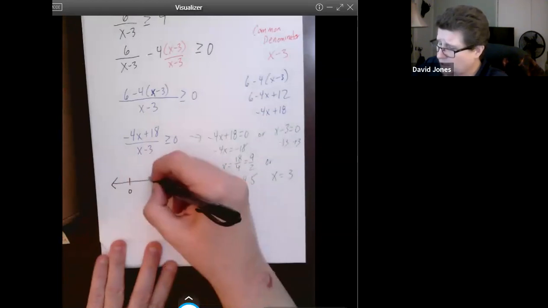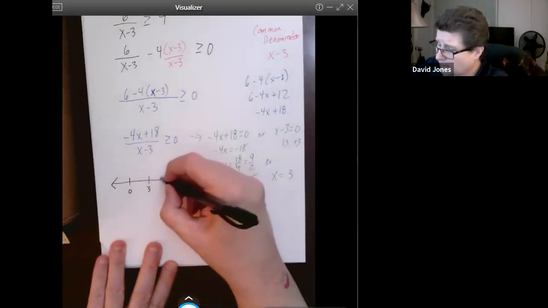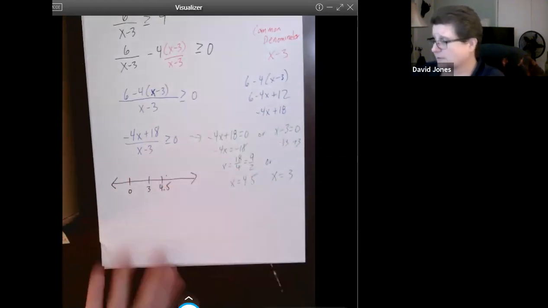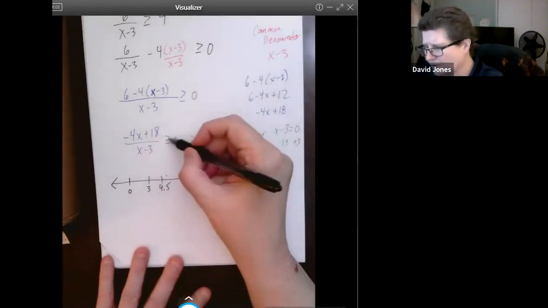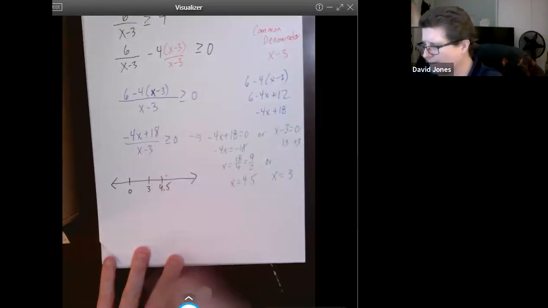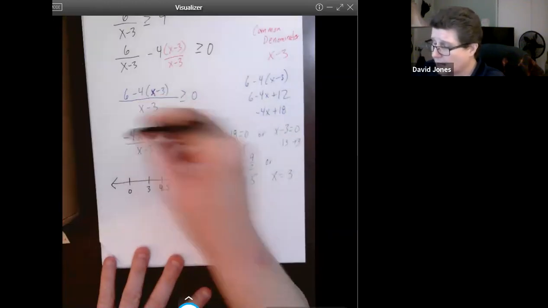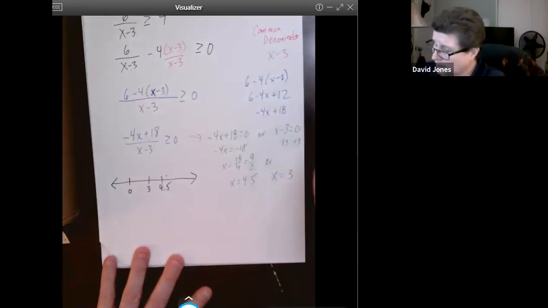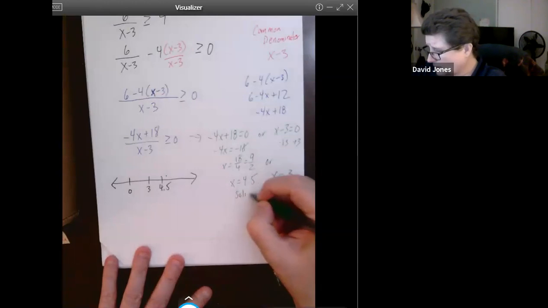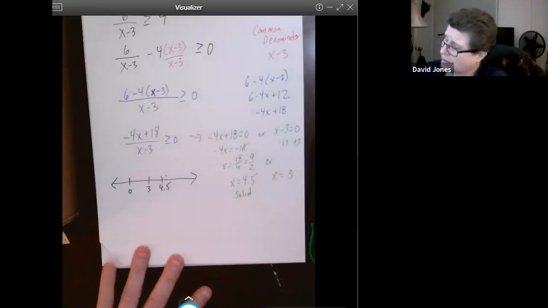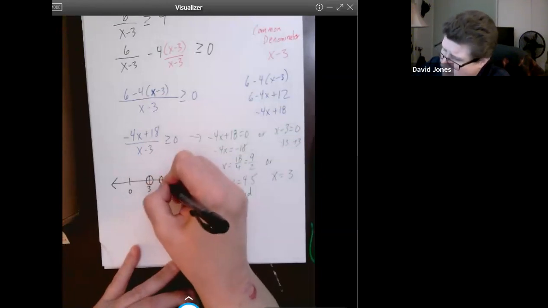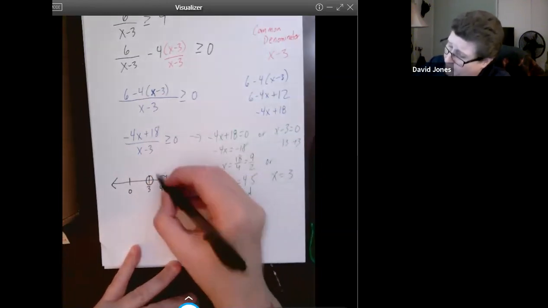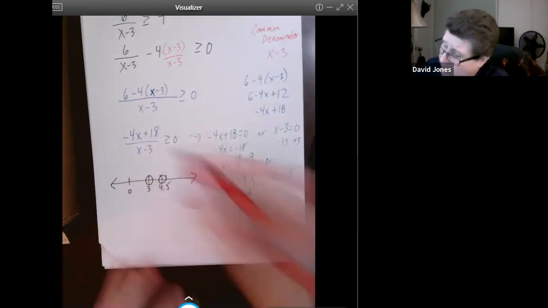Got 0 over here, 3 here, 4.5 there, or 9/2. I've got a greater than or equal to sign, so the top value, the one on top, I'm going to give a solid point. So I'll put a circle on both of them. 4.5 gets the solid point.